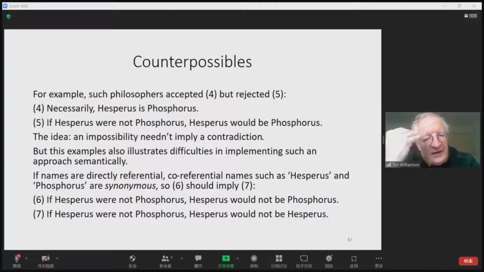And you can make this kind of argument with any two pairs of synonymous terms. And so 6 and 7, they're both counterpossibles, but 7 does involve some contravention of logic, because it's denying that something is identical with itself. And so if you take that kind of line where you deny that an impossibility, like Hesperus not being Phosphorus, involves any logical contradiction, you get into trouble with a very widespread view of proper names. And in fact, we could also make the same argument using other expressions which are synonymous, for example, with natural kind terms and other examples.